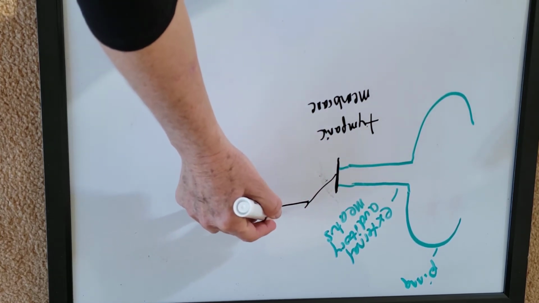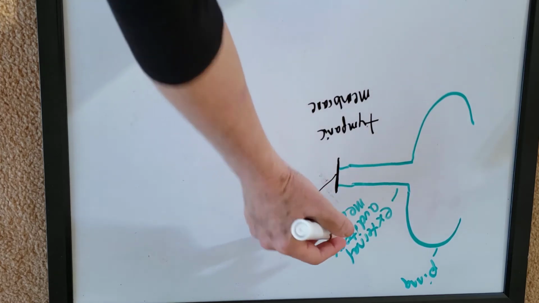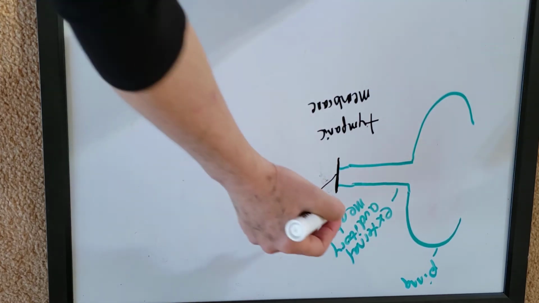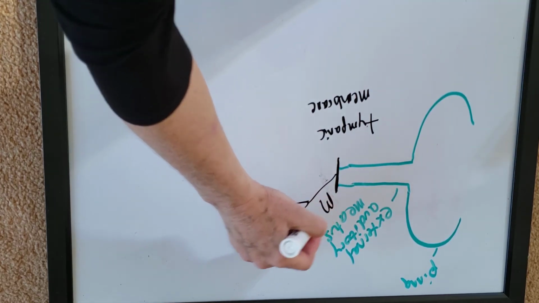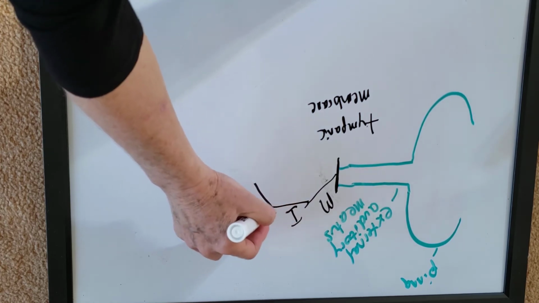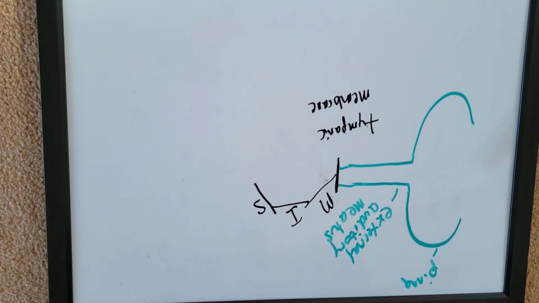1, 2, 3. And the three auditory ossicles are the malleus, the incus, and the stapes. And I'm just going to put the first letter of each of those in there just because of space. So malleus, incus, and stapes, the hammer, the anvil, and the stirrup. I remember them as MIS, M-I-S.